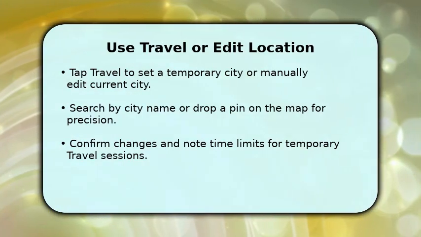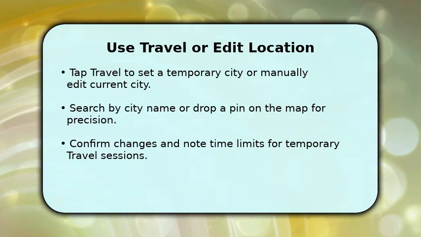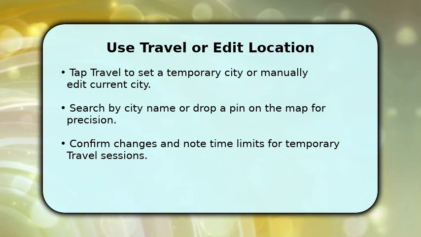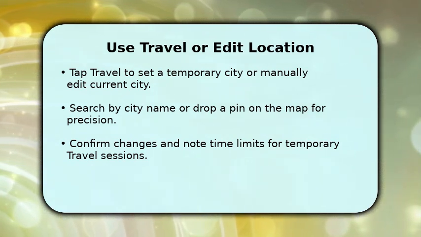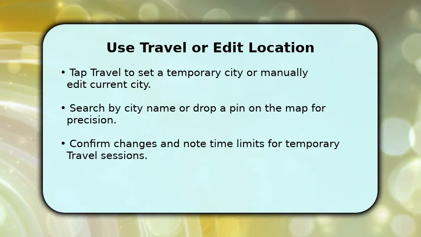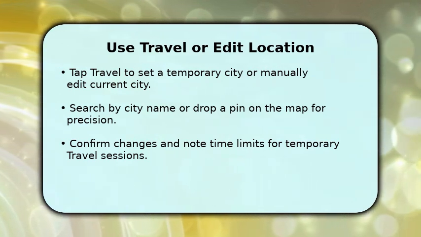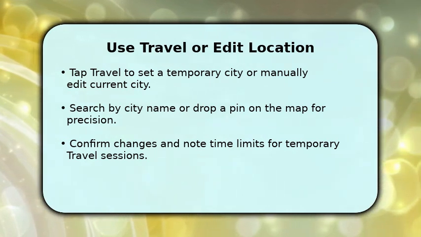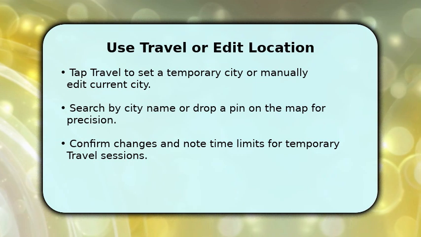Next, decide whether to edit your live GPS location or use Bumble's travel feature. Travel lets you pick a city for a limited time. Tap Travel, search a city name, or drop a pin on the map for accuracy, then confirm. If you prefer editing your profile's visible city, choose Edit Location and type the city name. Bumble will align that with permitted GPS data.